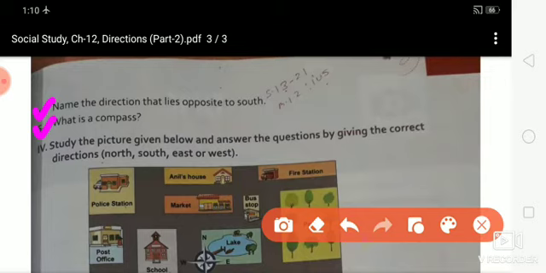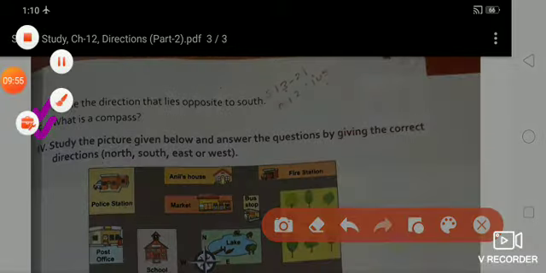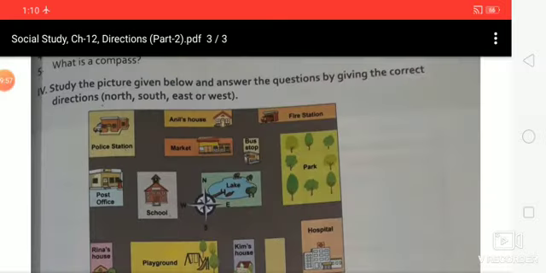Now fifth one: what is a compass? A tool used to find the main directions is called a compass.